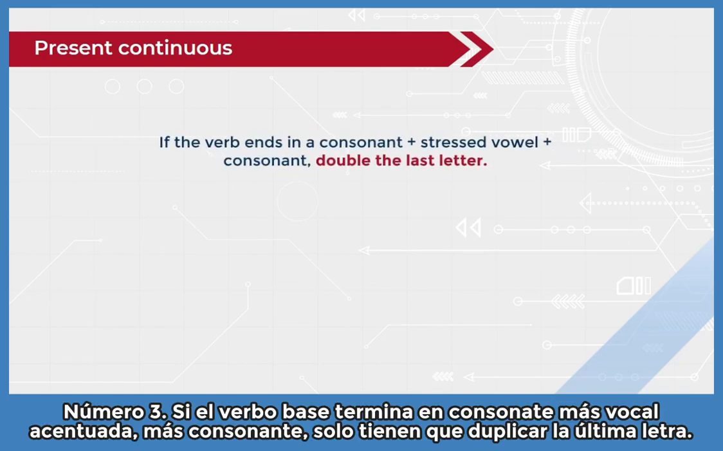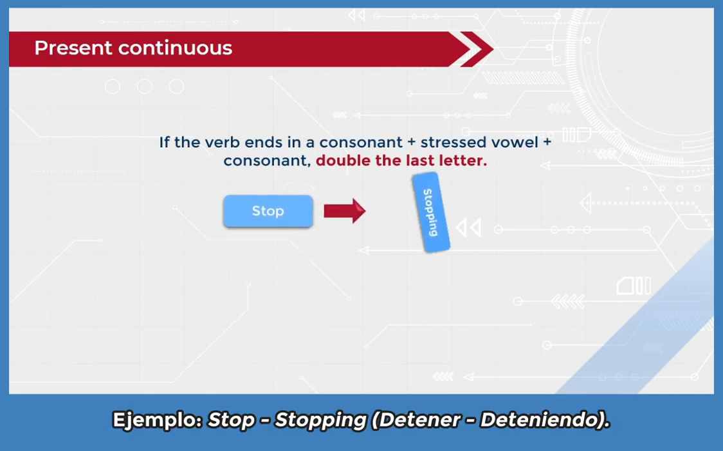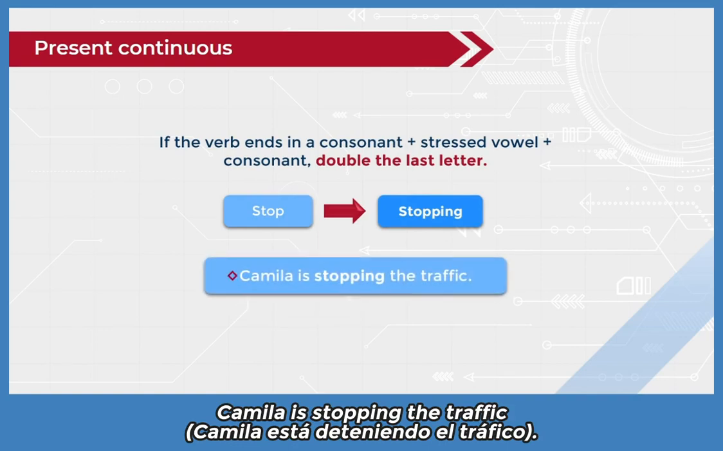Number 3. If the base verb ends in consonant plus stressed vowel plus consonant, you only have to double the last letter. And of course, remember to add ing after doubling the last letter. Example, stop, stopping. Camila is stopping the traffic.